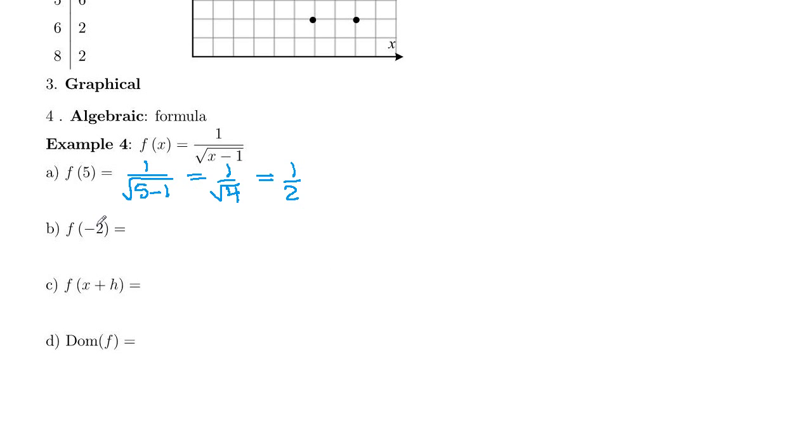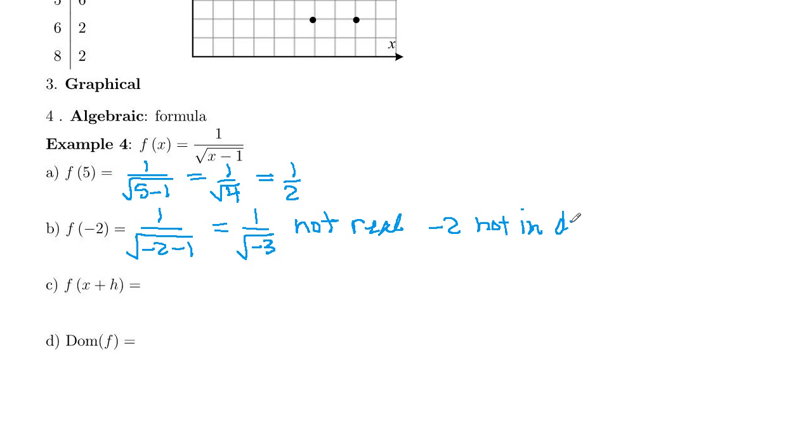What about f at negative 2? So we're going to plug negative 2 in for x. So f is 1 over square root of negative 2 minus 1. That's 1 over the square root of negative 3. And that is not a real number. So our function is not defined at negative 2. So what that means is that negative 2 is not in the domain of our function f.